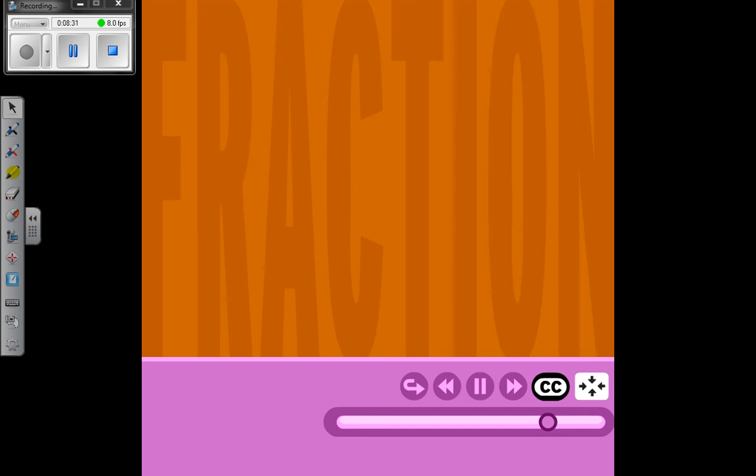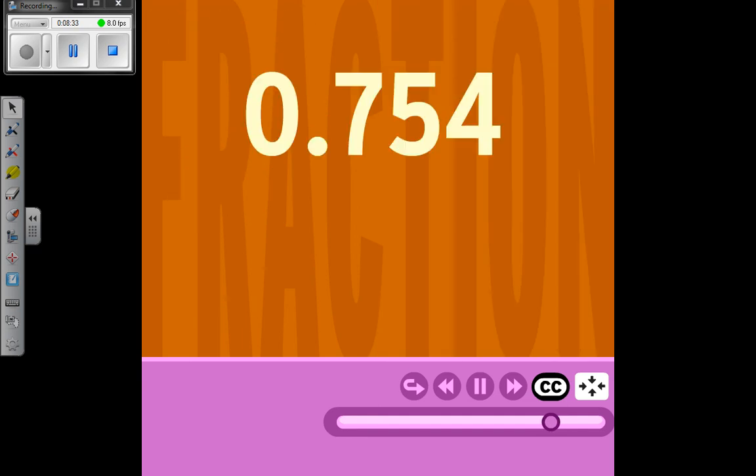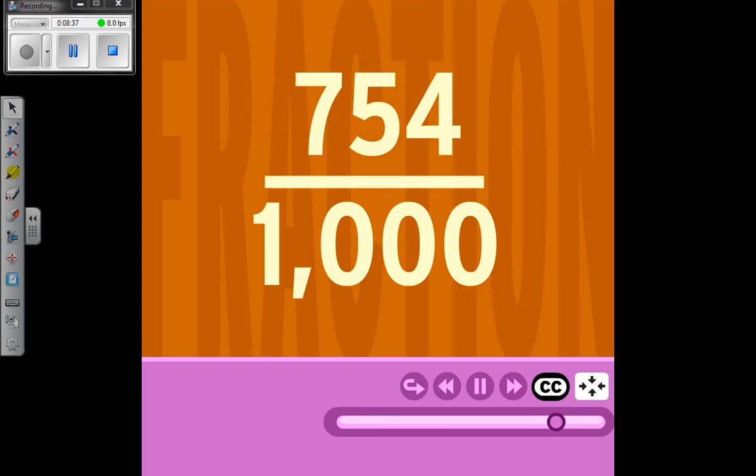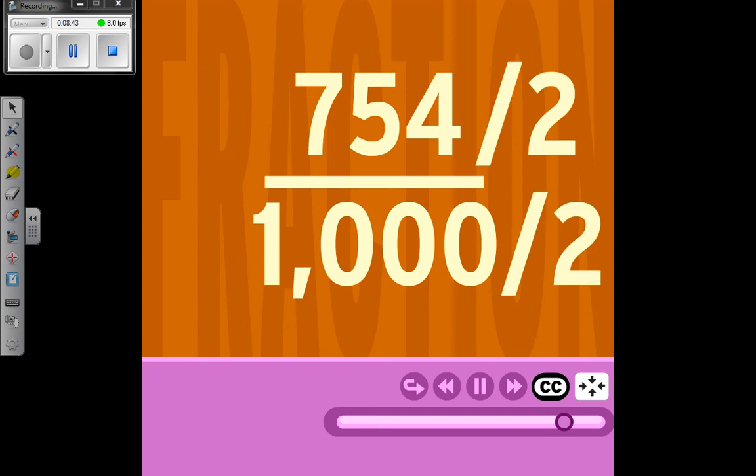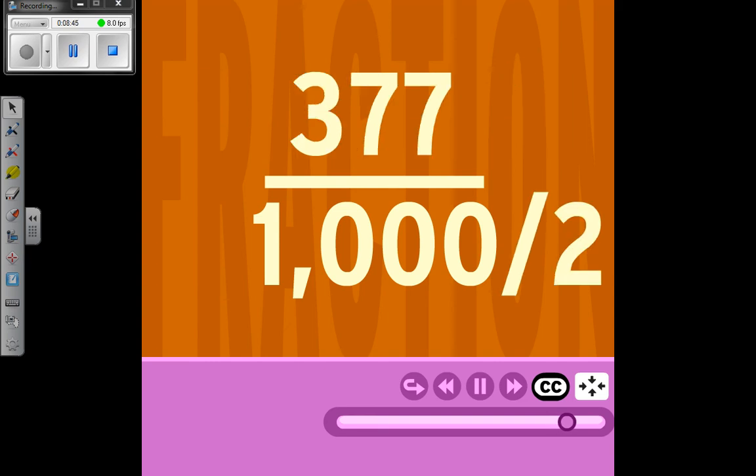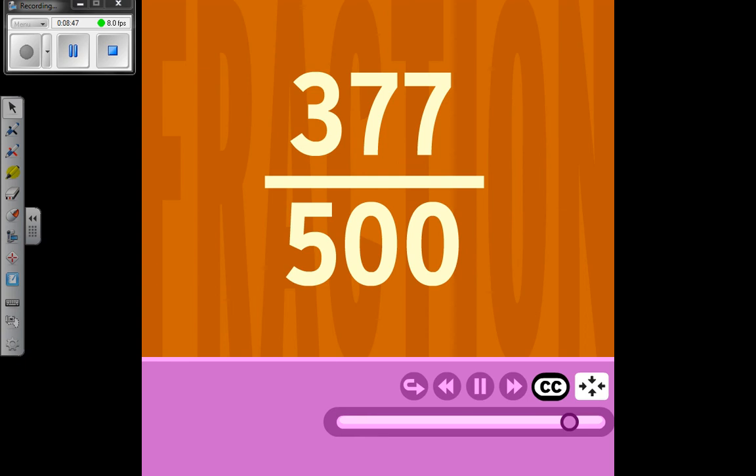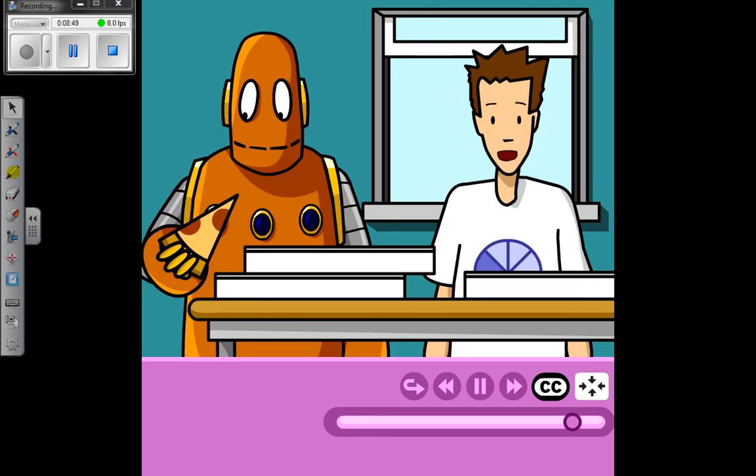If you had a number like 0.754 or 754 thousandths, you'd put 754 over 1000. If you can simplify, you probably should. Let's see, divide top and bottom by 2, that makes 377 over 500. And that's how you convert decimals to fractions.